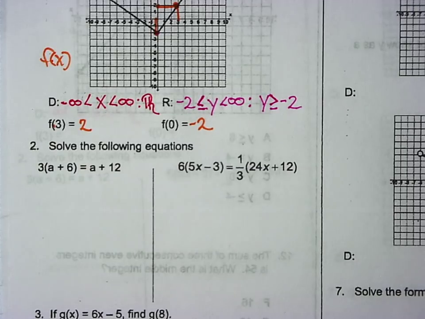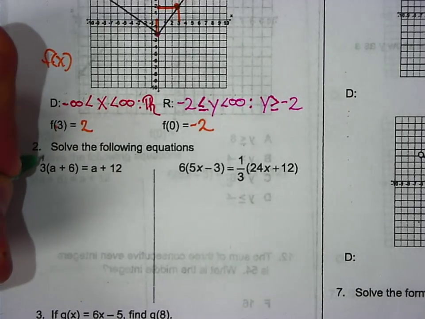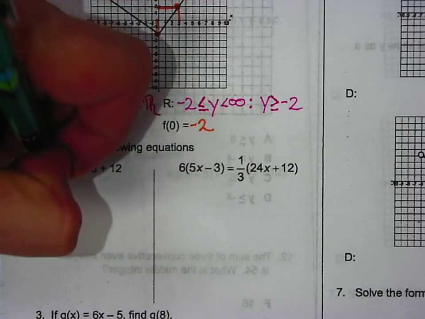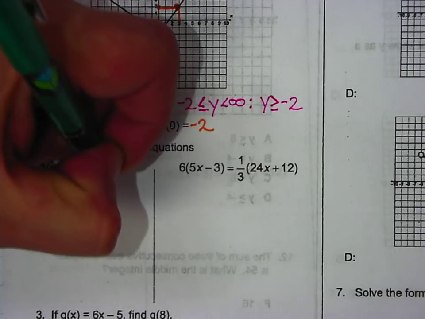Just to jump right into it, on the left side of this first equation, I need to apply the distributive property. So 3 times a is 3a. 3 times a positive 6 is a positive 18. I have a plus 12 on the right side.